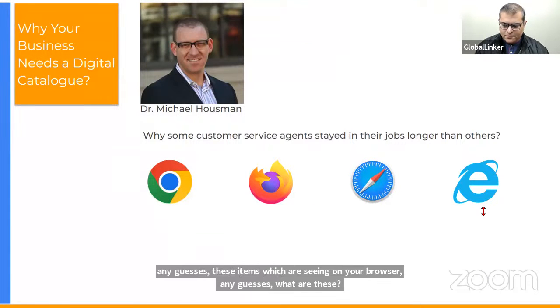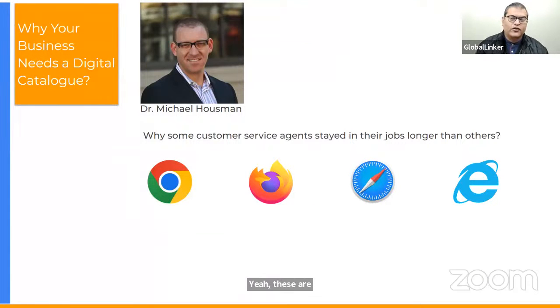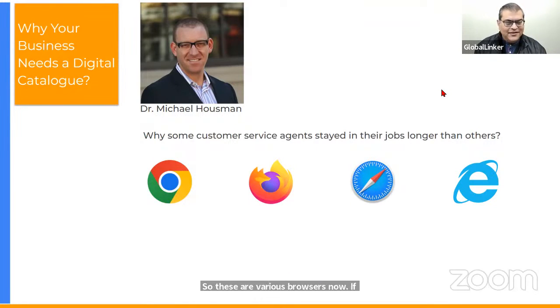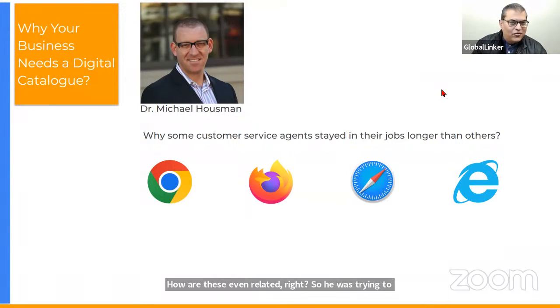Yeah, these are various browsers which are there. Let me just hide it, otherwise it will keep obstructing us. So these are various browsers. Now, if you're thinking, how are these even related, right? He was trying to research why people are staying longer in the job, why they are not leaving the job, and then I'm showing you the visuals of icons of browsers. So how are these even related?